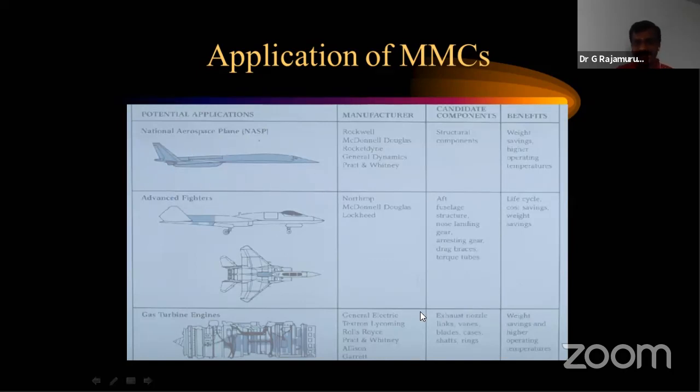Aerospace plane, different aerospace industries are using it for manufacturing structural components. The benefits are weight saving, higher operating temperature, and life cycle cost saving. Okay, most importantly, the main benefit is the weight saving.